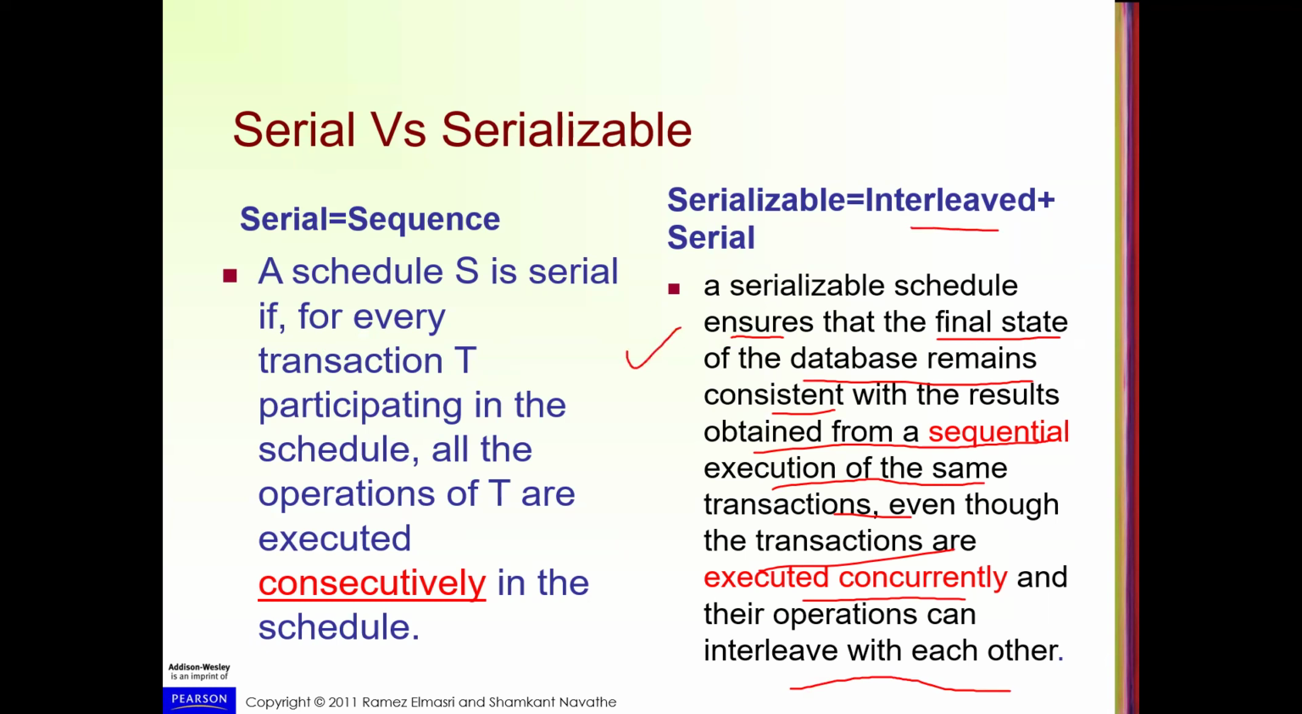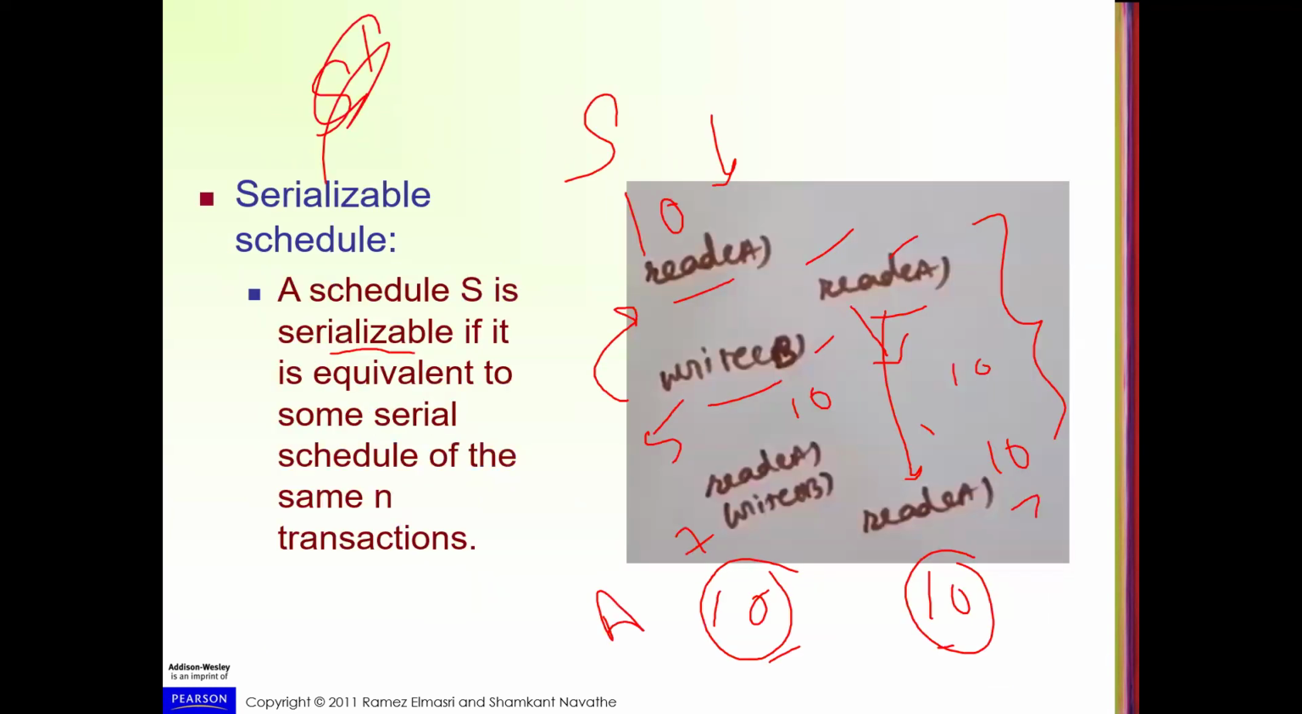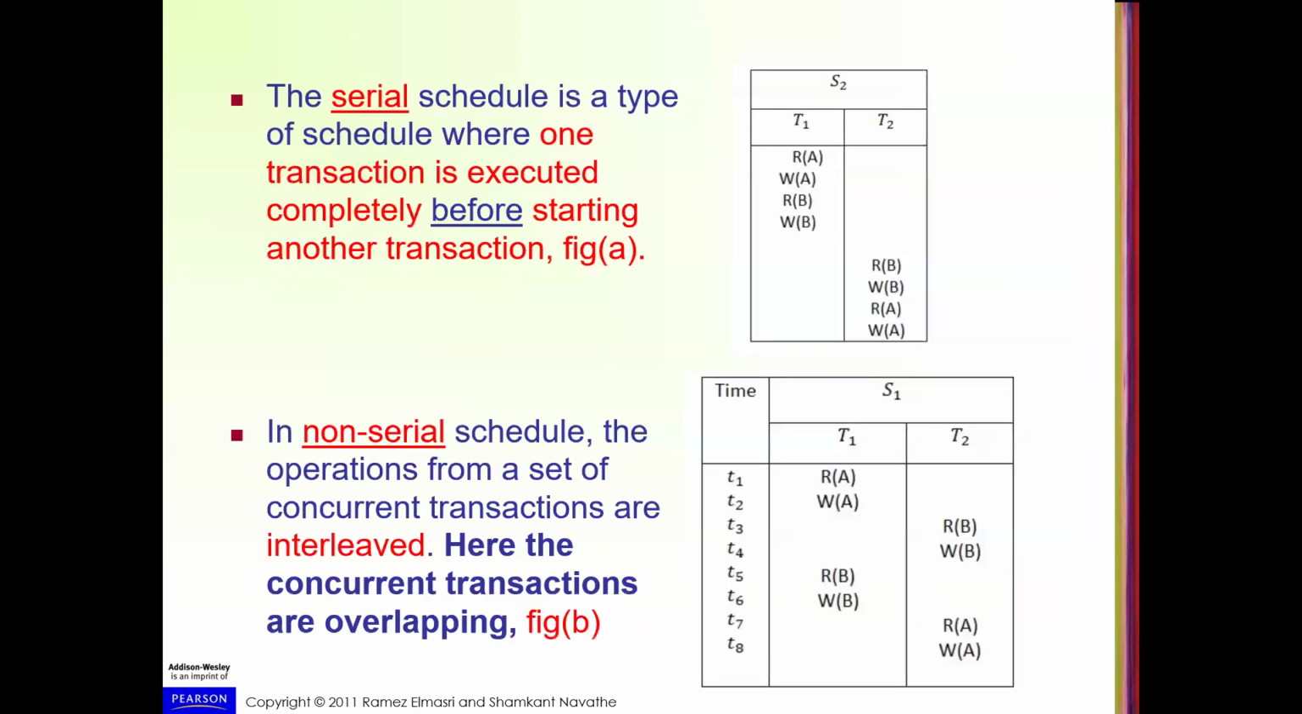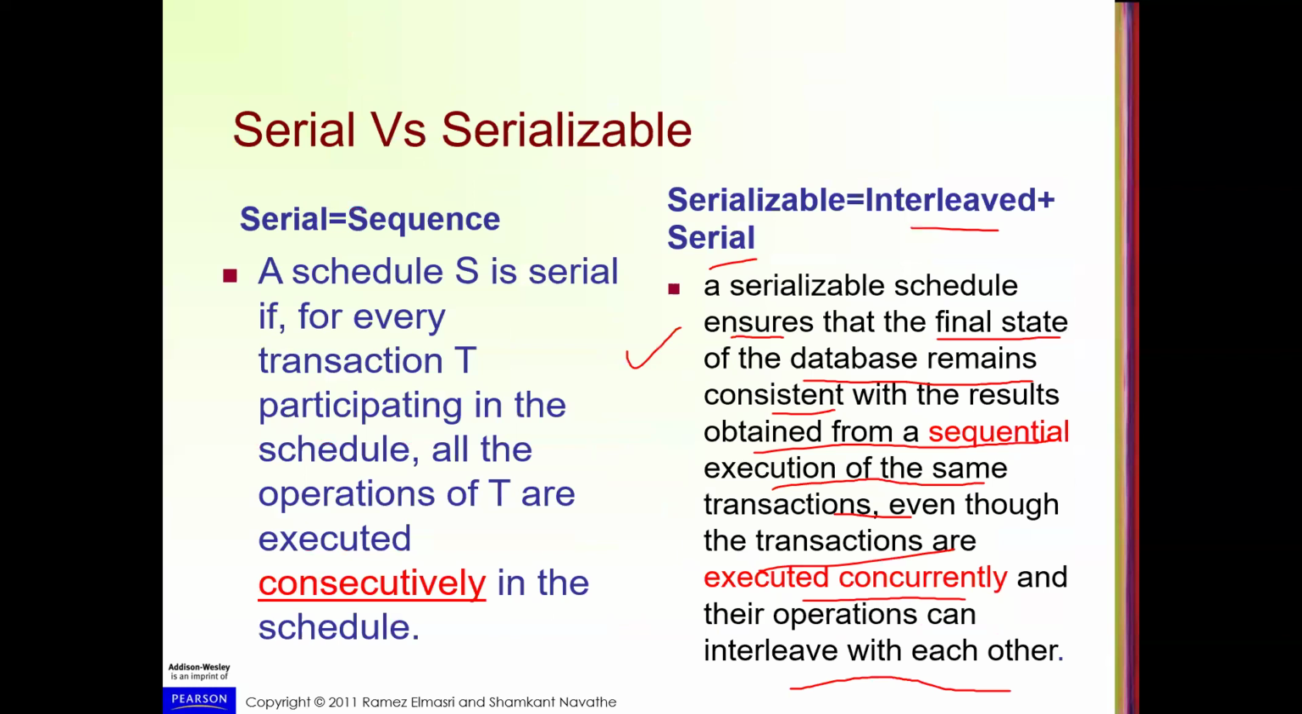So it is interleaved, plus serial. Why are we saying interleaved? Because they are coming in between each other, right? They are coming in between each other, but still they are producing the same result. There is no change in the value of A. So this is serializable.